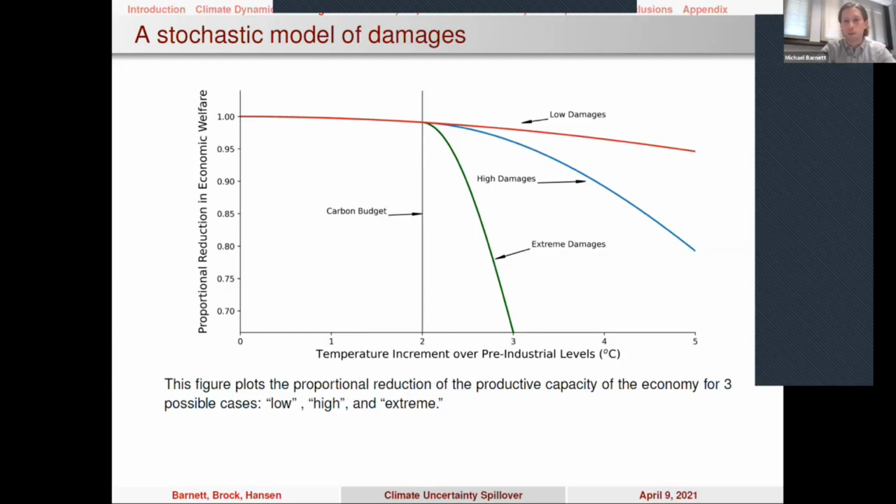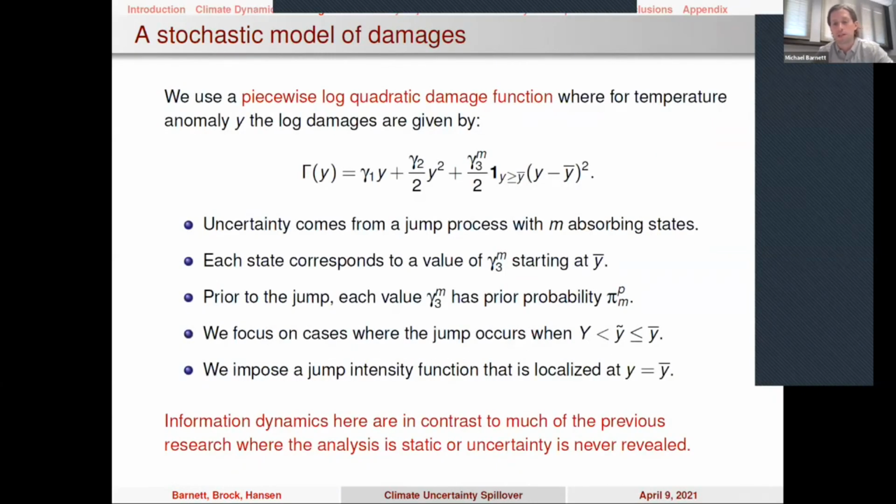Now, I want to talk a little bit about the details of this figure, and this will be one of the few equations I actually show you because it's going to introduce one of the important components of our analysis. We're going to use this piecewise log quadratic damage function, where for temperature anomaly y, this function gamma of the temperature anomaly is a log damages given by this expression. The gamma 1 and gamma 2 are common across those 3 damage functions I showed you previously, but there's going to be uncertainty coming in the form of a jump process with m absorbing states, and those absorbing states are going to correspond to different values of gamma 3m.